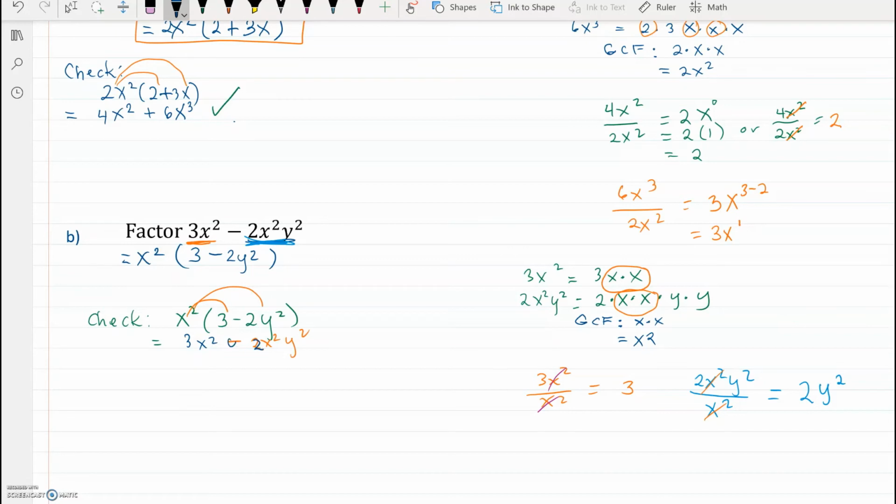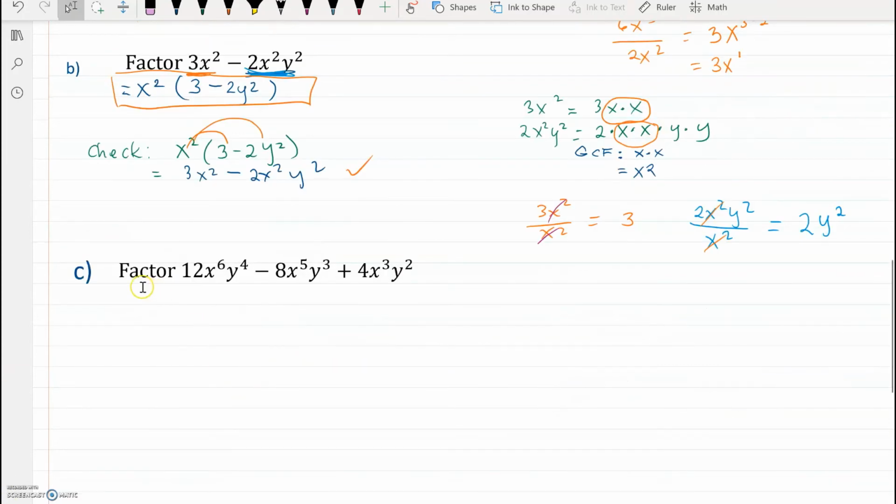Now let me change the color. Let me do this over. So I multiply them. What's this? Y squared. So I'll get 2 times x squared, 2x squared y squared. So I got it right. So therefore, my factors are this. Okay? Right, so let's have a third example.